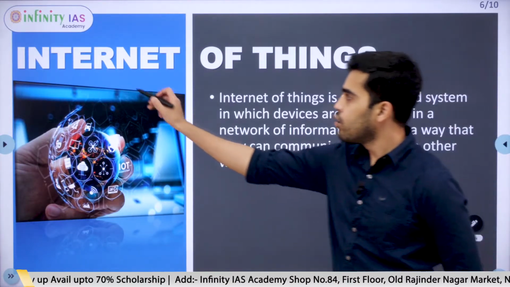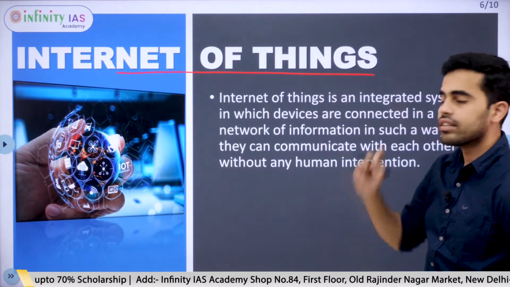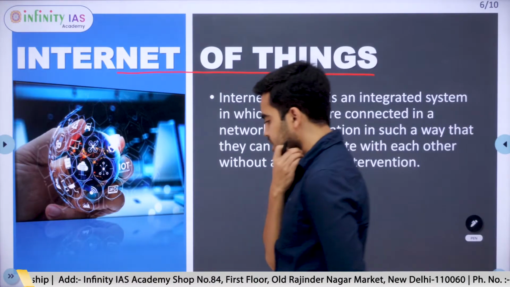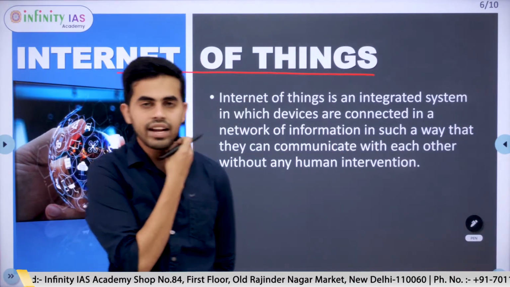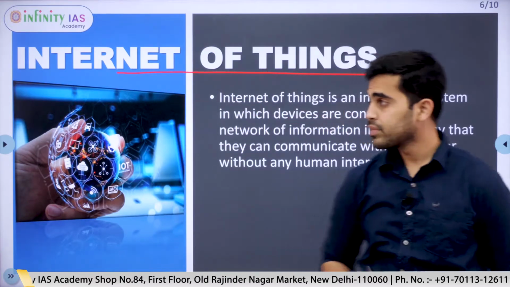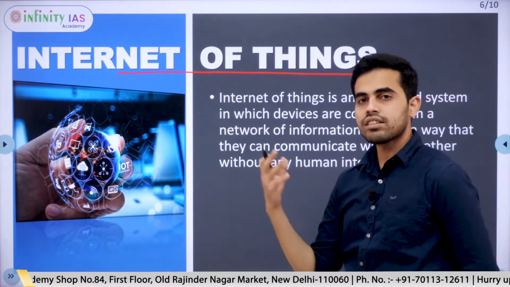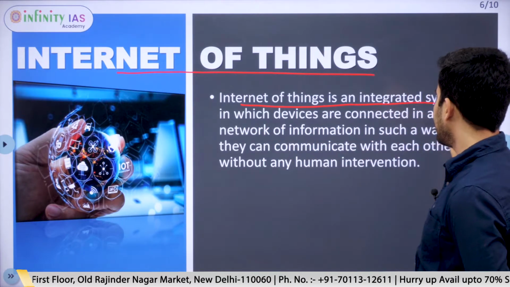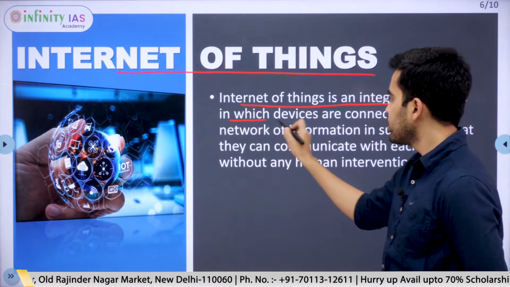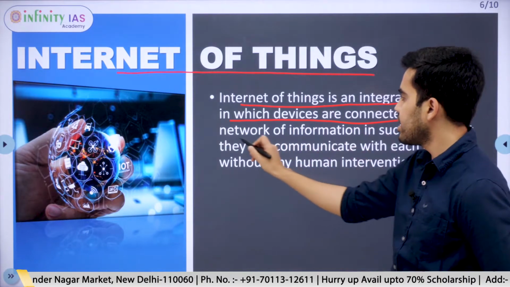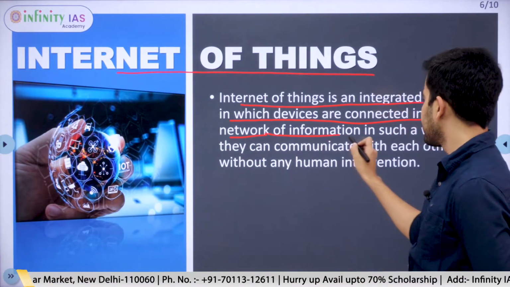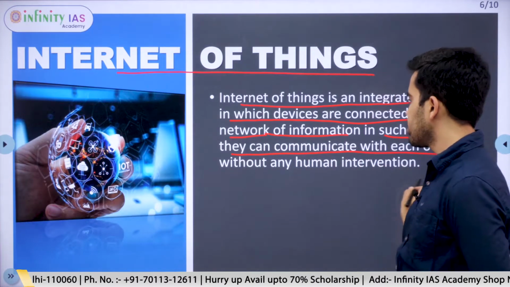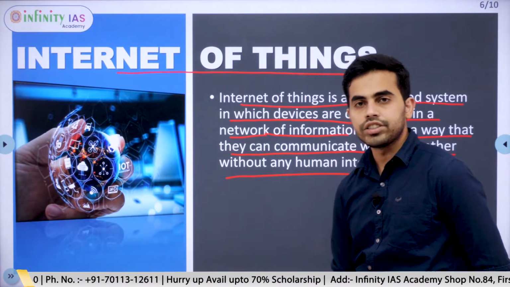Next, we will go on to the topic of Internet of Things. Internet of Things is also recently seen in news and is one of the emerging technologies. We will first understand what is Internet of Things. Internet of Things is an integrated system in which devices are connected in a network of information in such a way that they can communicate with each other without any human intervention.